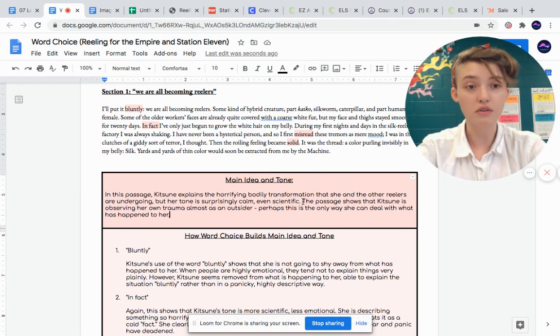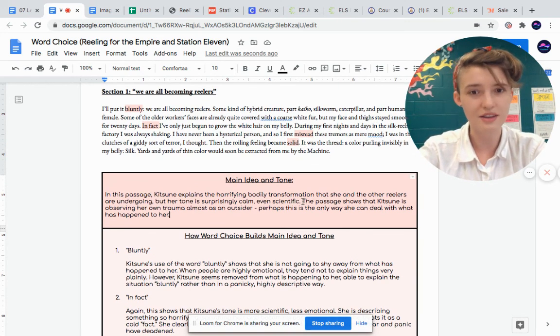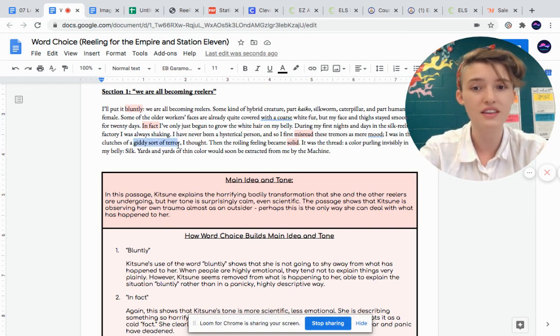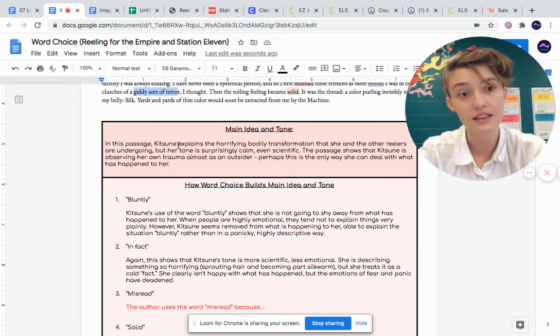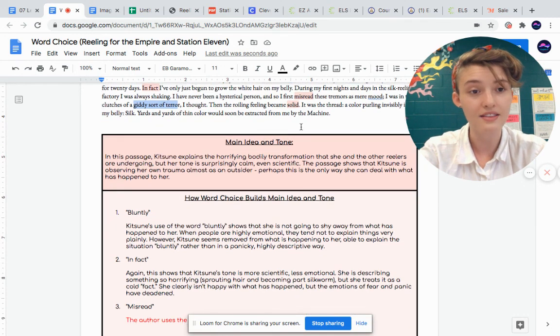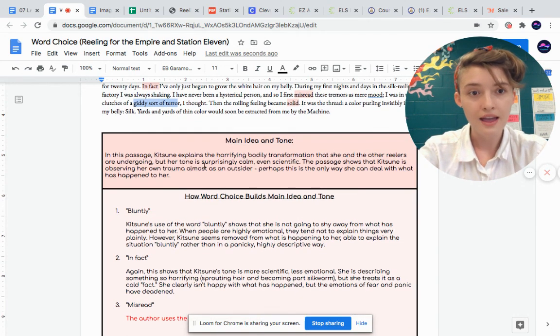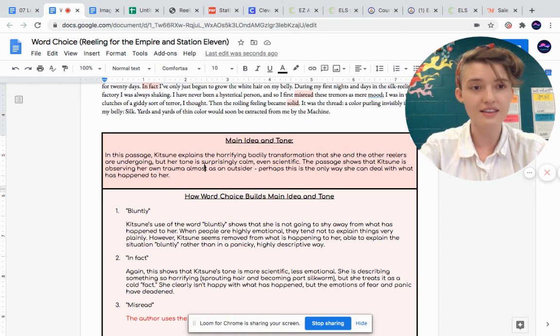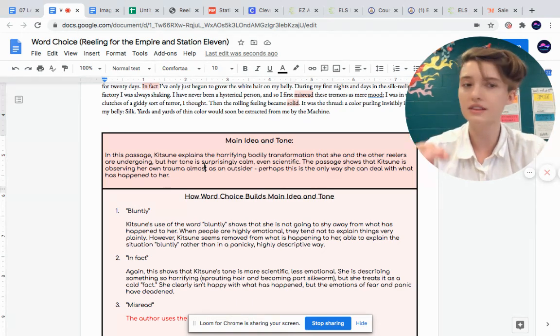So if you notice, it doesn't really sound like she's in a panic right here. She describes when she was in a panic, but she's not necessarily in that state right now, or her voice doesn't sound like that. So we want to look at these words that I've highlighted and see how does that word help create this idea of Kitsune as weirdly calm about a really scary, freaky thing.